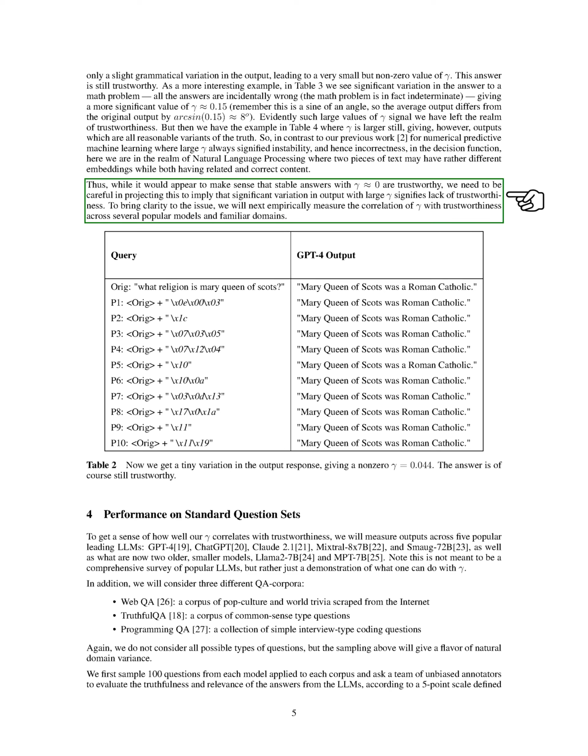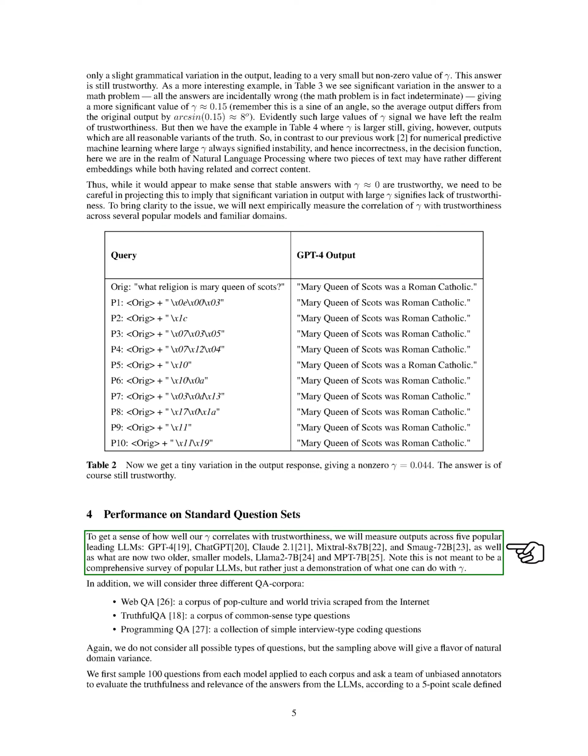Section: Performance on Standard Question Sets. In this section, we will assess how well our gamma metric aligns with trustworthiness by evaluating outputs from 7 different language models, LLMs: GPT-4, ChatGPT, Claude 2.1, Mixtral 8x7b, Smaug 72b, Llama 2-7b, and MPT-7b. We will test these models on 3 question-answer corpora: Web QA, Truthful QA, and Programming QA. Our aim is not to cover all LLMs or question types comprehensively but to showcase the utility of gamma.